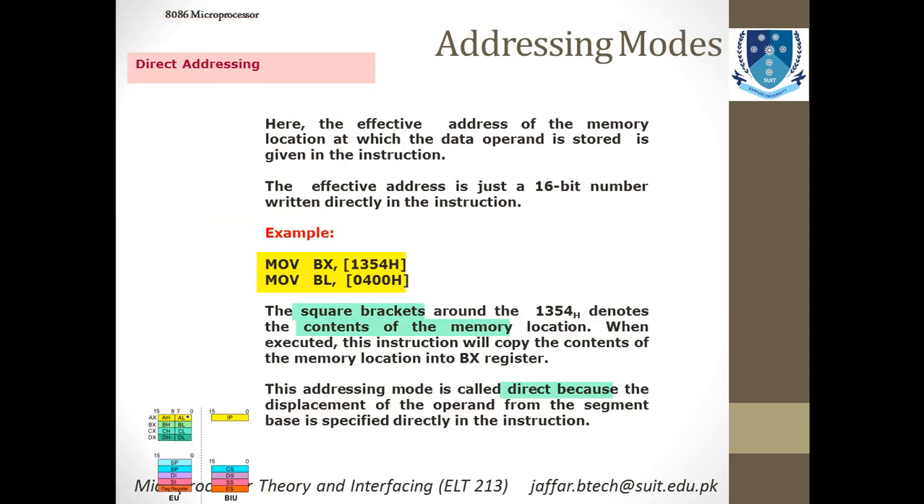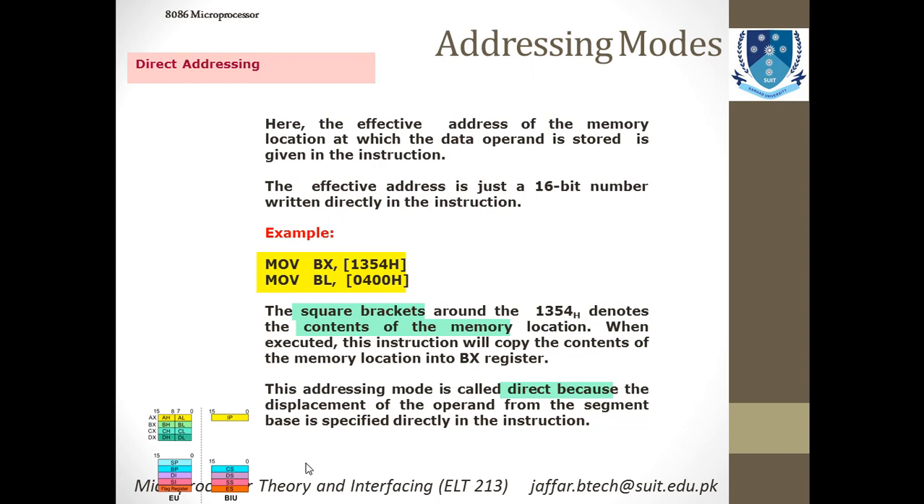So this is the third type of addressing, and this is known as direct addressing. Here is the effective address of the memory location at which the operand data is stored. In this kind of addressing, there is a term known as effective address. The effective address of the memory location at which the data operand is stored is given in the instruction. So this kind of addressing is known as direct addressing.